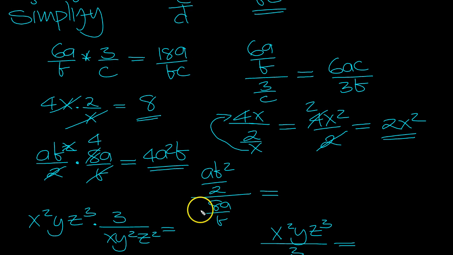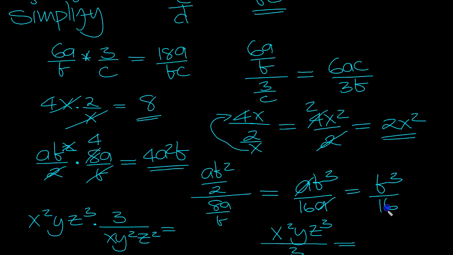Okay, the 2 drops down, the b swings up, so we've got ab cubed over 2 times 8 is 16a. Yeah? Now the a's cancel, and we're left with b cubed over 16.